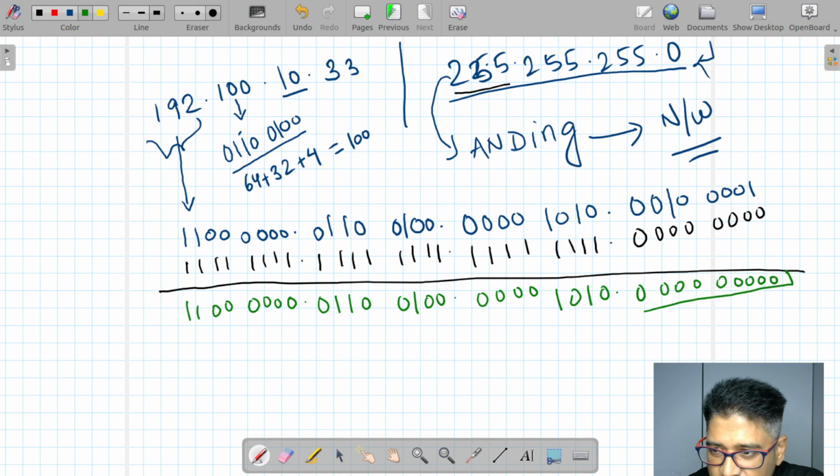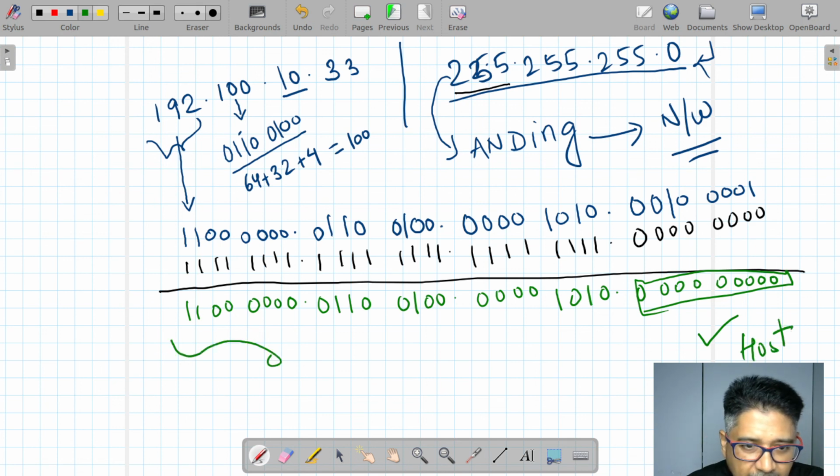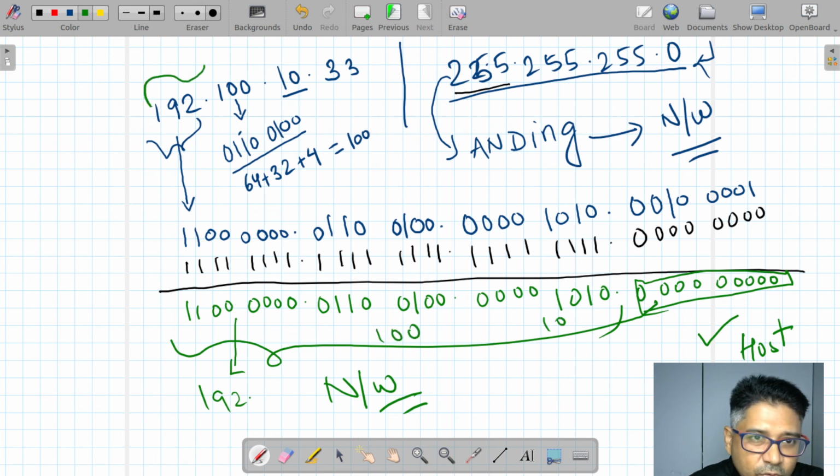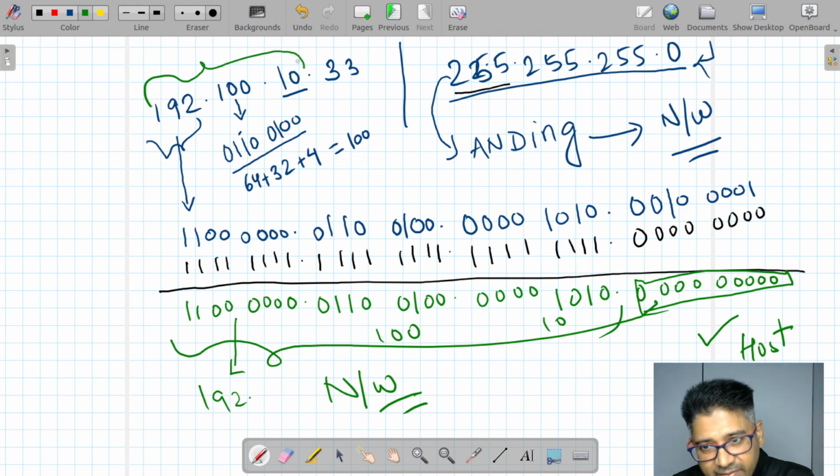If you see all the zeros, that octet belongs to host. And if not all zero, network. So you can see my network is 192.168.10. This is the method by which you are able to get it. This is what the computer actually does in the background. Clear? Yes, sir.